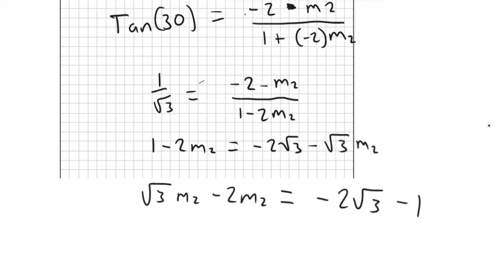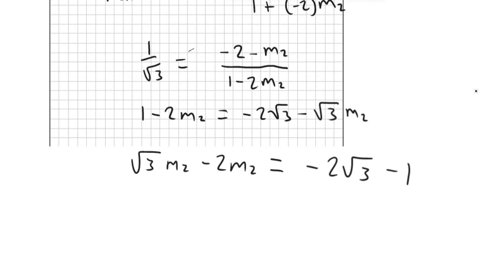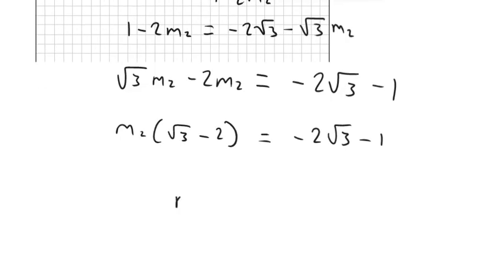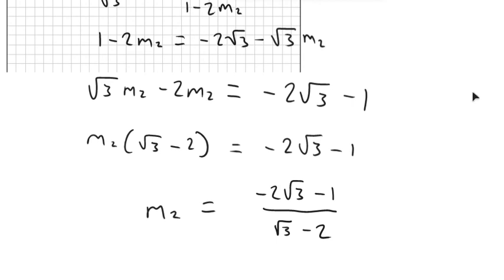So I've just switched the m2 and the minus root 3 m2 and the 1 on both sides and changed the signs. Here then I can factorize out the m2. So m2, I take it out, root 3 minus 2 equals, and we still have -2 root 3 minus 1. I'm not changing the right hand side. And then to get m2 by itself, I just have to divide across by root 3 minus 2. So we get -2 root 3 minus 1 over root 3 minus 2, and then that's it. That's what m2 is.